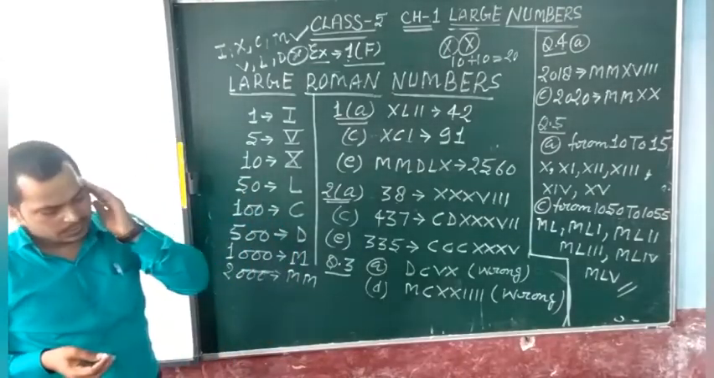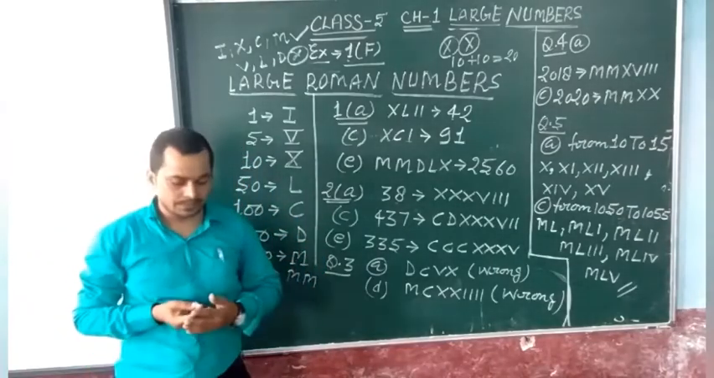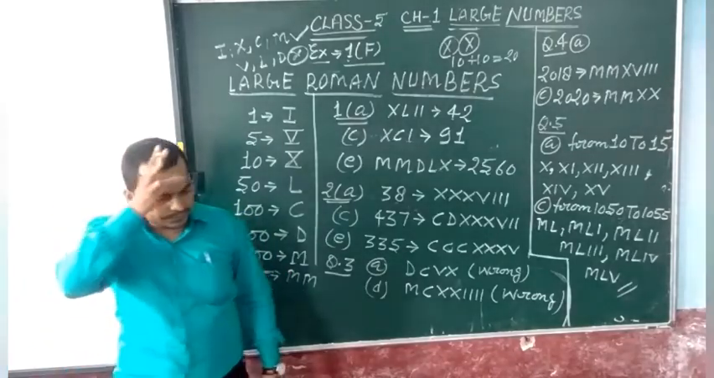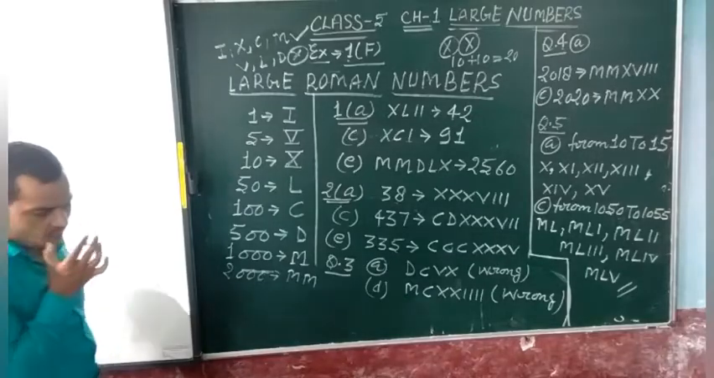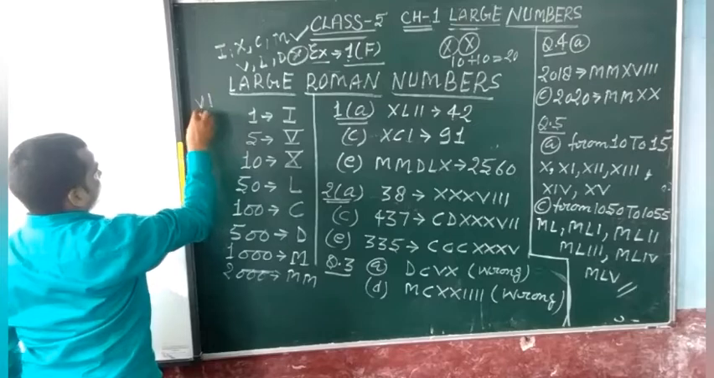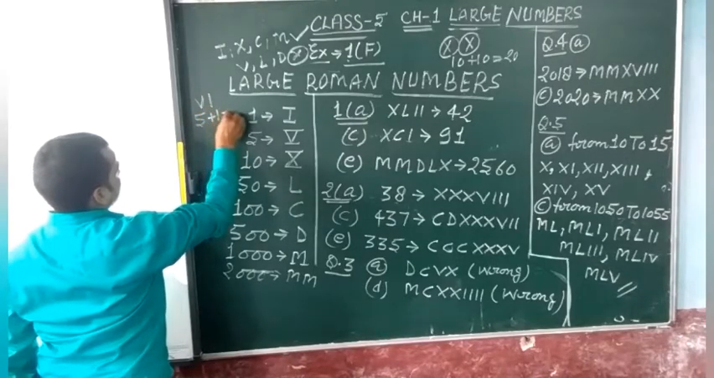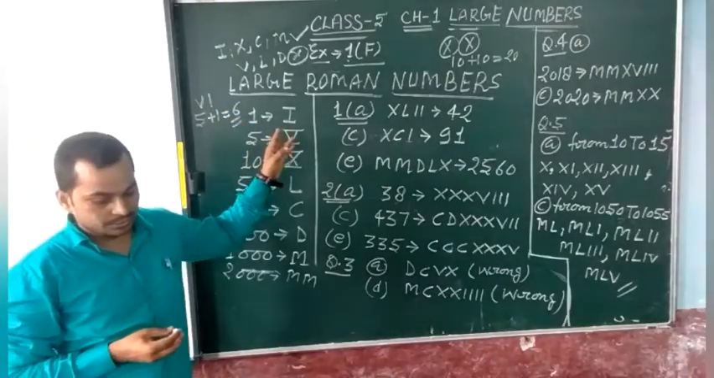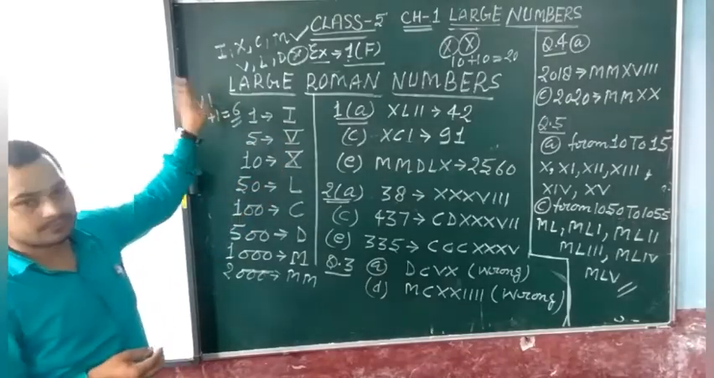Now rule 2: when a symbol of smaller value is written to the right of a symbol of greater value, the smaller value is added to the greater value. That means VI: V for 5 and I for 1, 5 plus 1, 6. So when a symbol of smaller value is written to the right side of a symbol of greater value, it is added.